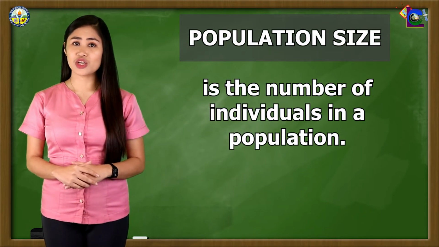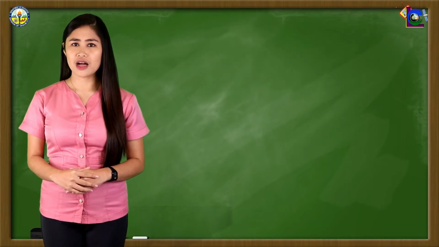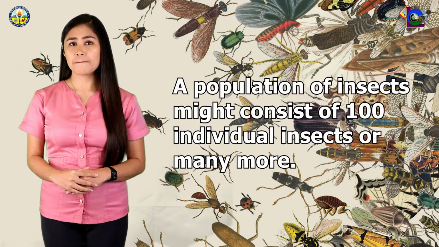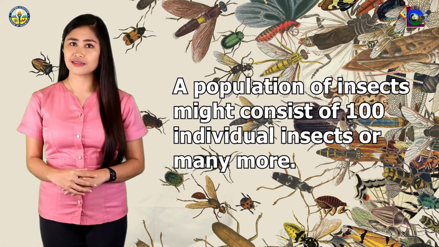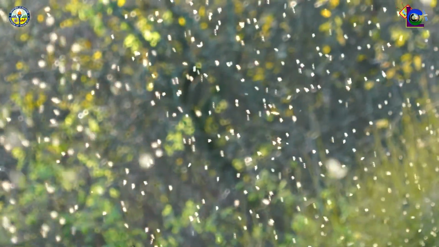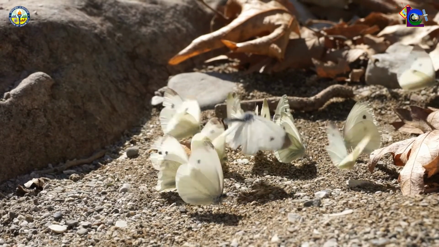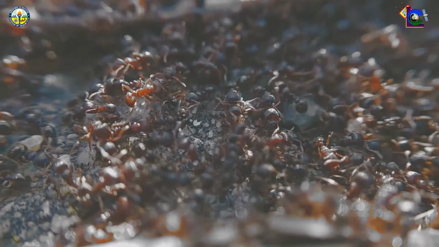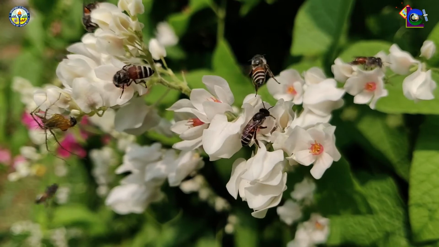Population size is the number of individuals in a population. For example, a population of insects might consist of 100 individual insects or many more. Population size influences the chances of species surviving or going extinct. Generally, very small populations are at the greatest risk of extinction. However, the size of a population may be less important than its density.